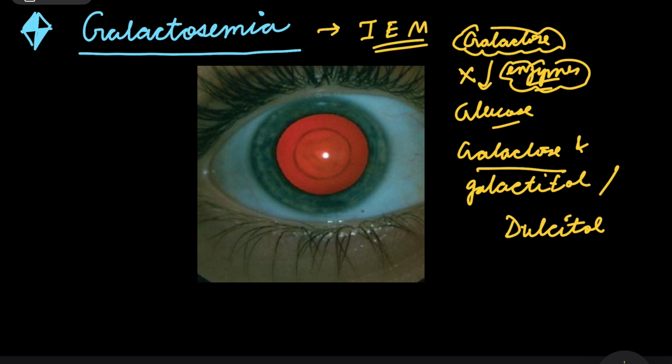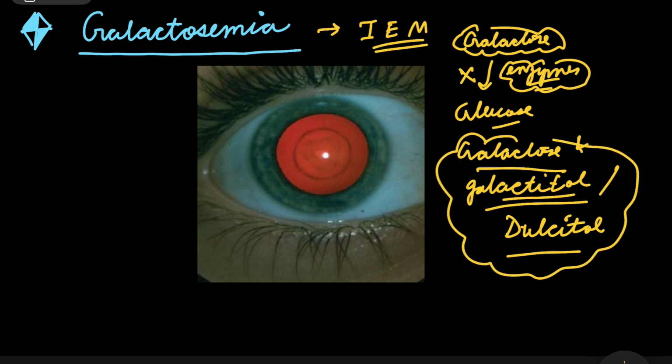So galactose and its metabolite galactitol, or dulcitol, whatever you want to call it, start accumulating in the lens, and basically this is what will lead to opacification and hence galactosemia. This is the condition. This is actually basically what galactosemia is, and this is how galactosemia causes cataract. Okay, now let's get into the nitty-gritty of this.